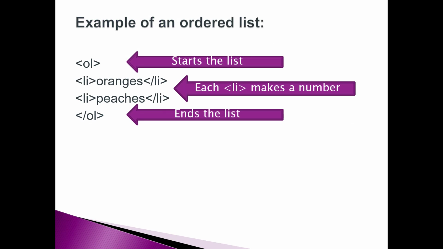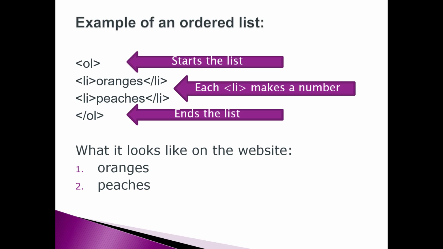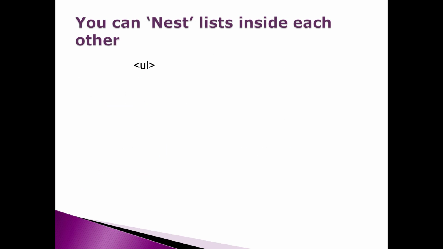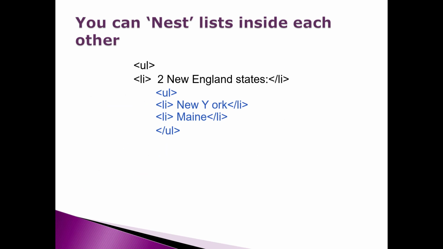So there's OL that starts the list. Each list item makes a number, and then we end the list. So there's our output. Oranges, peaches, number 1, number 2. So it's making a list. You can even nest them inside each other. You can have a list underneath a list, underneath a list, and keep going.